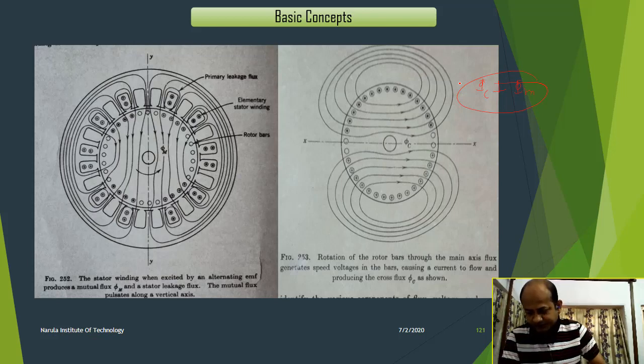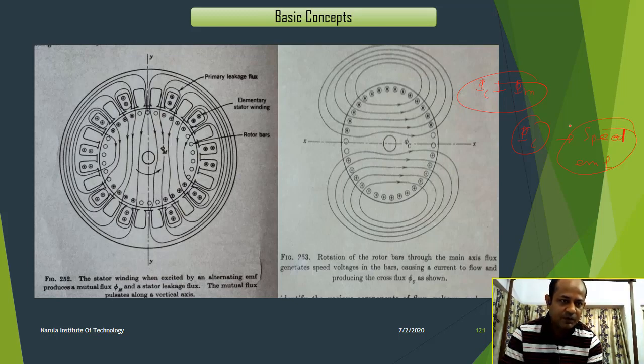One thing you should keep in mind: whatever cross flux is produced is because of the current, because of the production of speed EMF. Because the rotor is not in the standstill condition, this cross flux exists. When the rotor is in standstill condition, this will disappear.